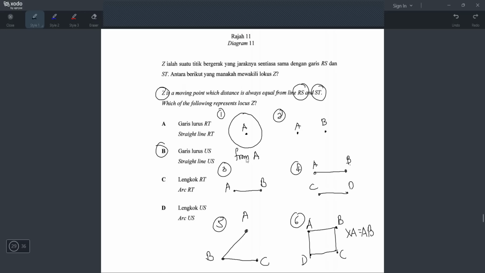Because the question will tell you, draw locus X so that it's 3 cm from A. Then you open 3 cm and then draw. It means you don't have to worry about the radius, the question will give you. Okay, type number two, punya locus question is they will give you from A and B because it's 2 points, right?